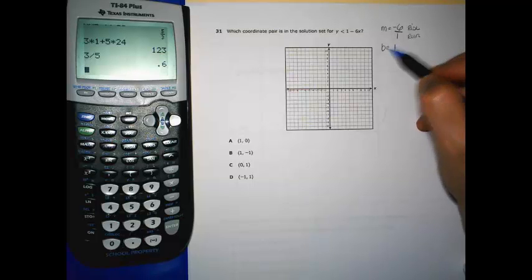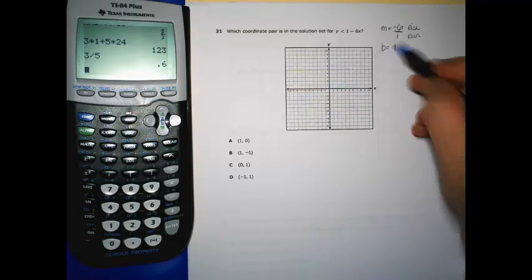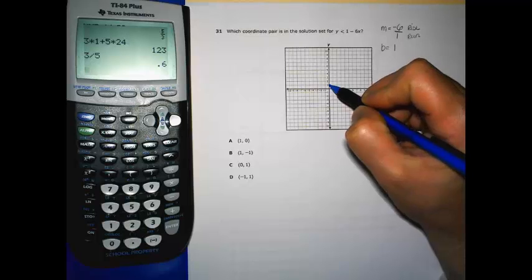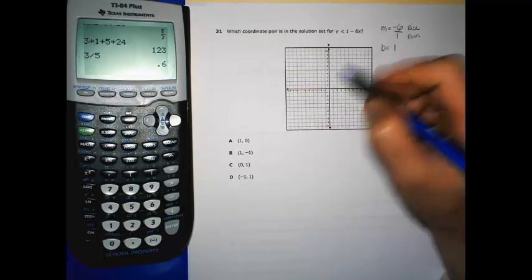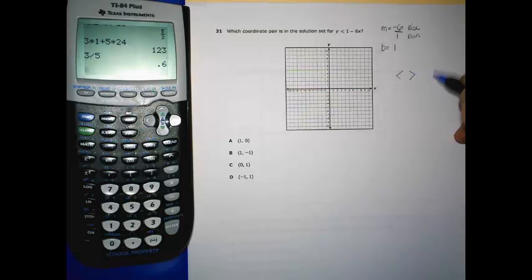Okay, according to this, we always start with the letter b, and the letter b is the y-intercept, so it's on the y-axis. So we're going to start our graph at point 1. Now, one thing you need to be careful about is, if you have these symbols, that means your line is going to be a dashed line with empty circles.